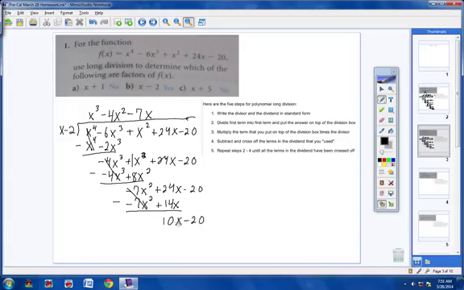And then x goes into 10x a positive 10 times. 10 times x is 10x. 10 times negative 2 is negative 20. And now we're going to subtract. 10 minus 10, they cancel. Negative 20 minus a negative 20 makes that positive, they cancel. So yes, x minus 2 is a factor. It did go into this polynomial function evenly. Okay, very good. Moving on to part C.